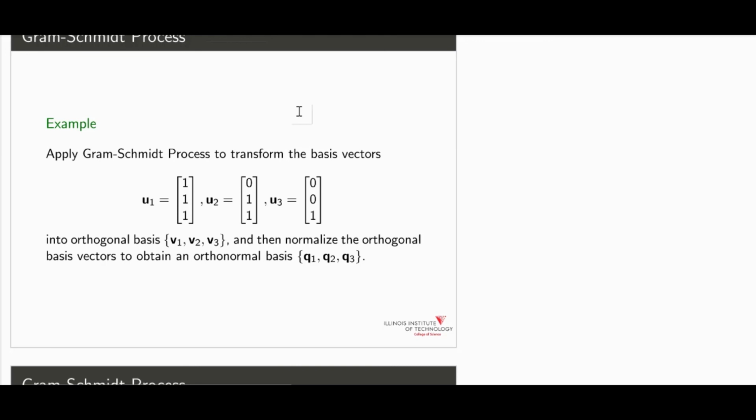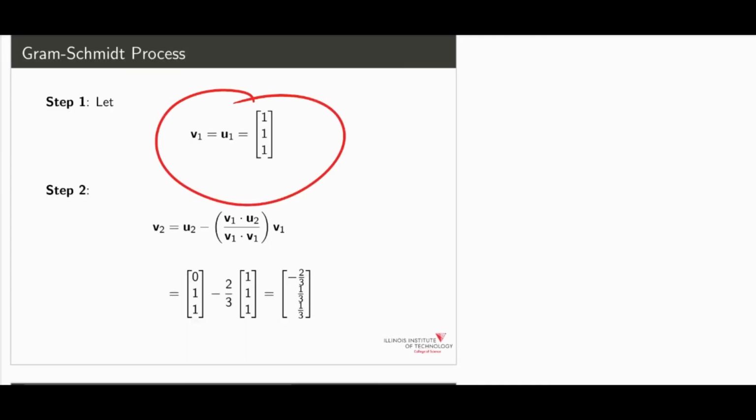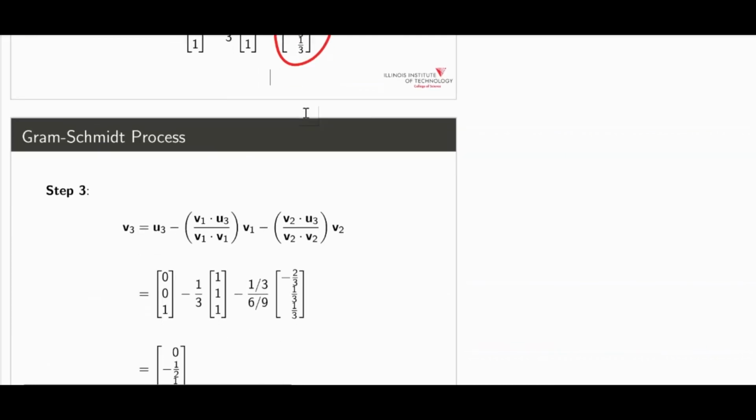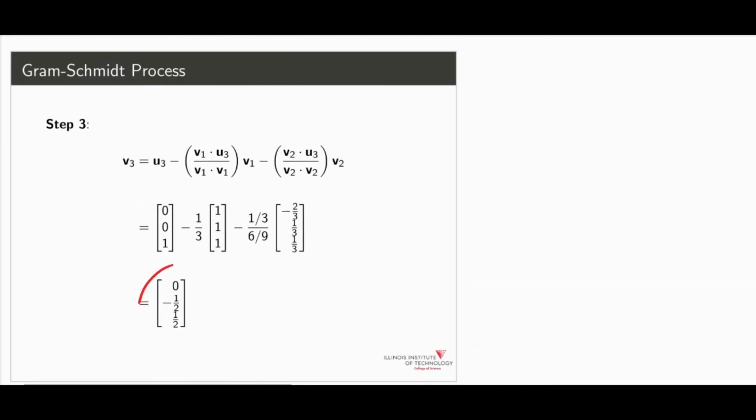All right, let's apply the Gram-Schmidt process and convert U1, U2, U3 to Q1, Q2, Q3. Let's take V1 as U1, that's step one. Let's take V2 as this, just compute that. So now we have this vector and this vector. Forget about the normalizations, dividing by the magnitude to get unit vectors. We don't have to do it until the very end. We just basically repeat the process. Just go through the Gram-Schmidt process.